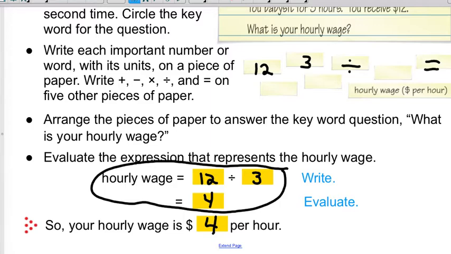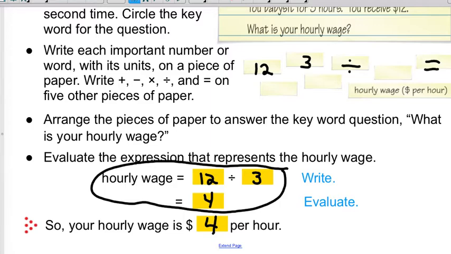So if I want to write an expression that I could use for however many hours there are, that variable typically shows you the unknown. Something that's unknown. Ah, got some kiddos thinking here. Let me ask you this. If I work 5 hours, how much money would I earn? 20. How do you know that? 4 times 5.